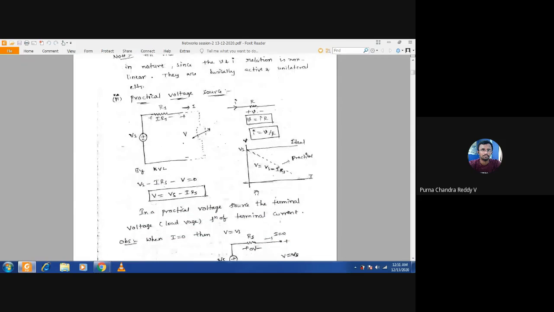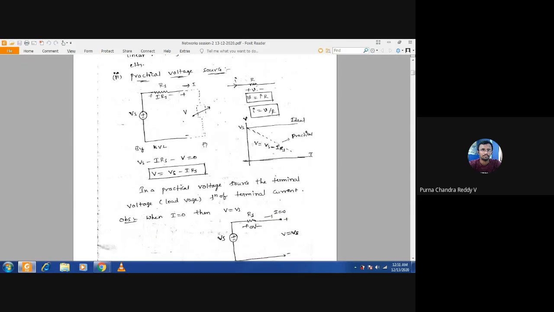So when it comes to the practical voltage source, please look at what the difference is. Students, don't think that this is open. Already we are connecting a voltmeter or something like this here. Don't say, sir, it is open.